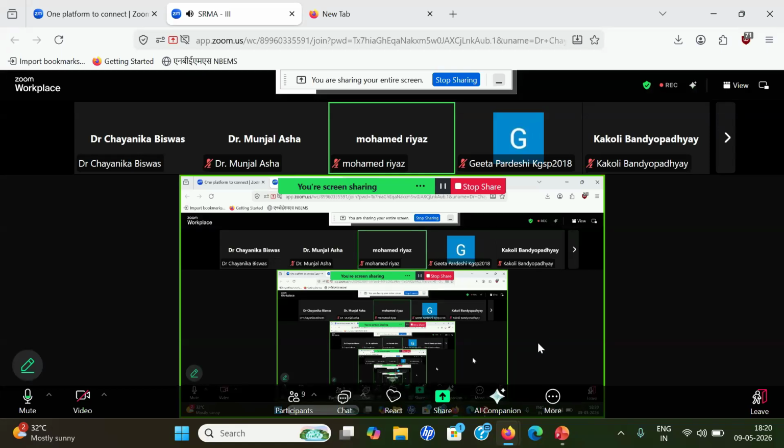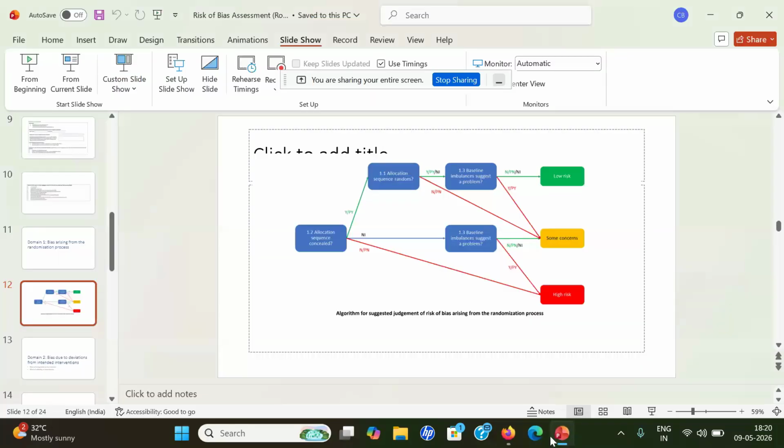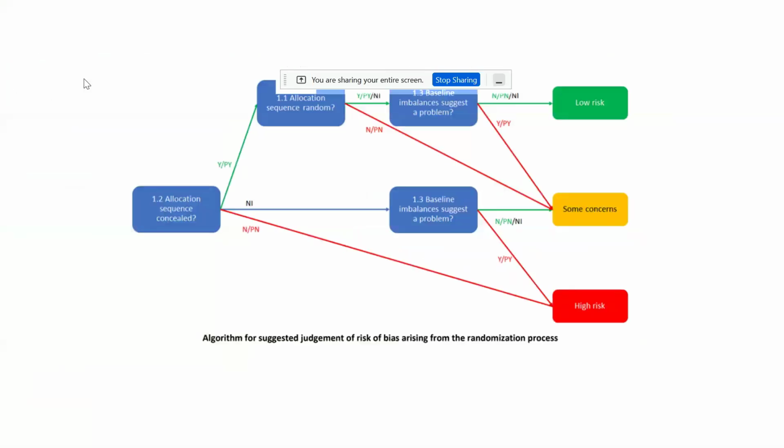So allocation sequence concealment is essentially that if I am the person allocating the participants recruited into the intervention group and the control group, then before the irreversible allocation, I am not aware of what the allocation will be for the next participant. Is that clear?